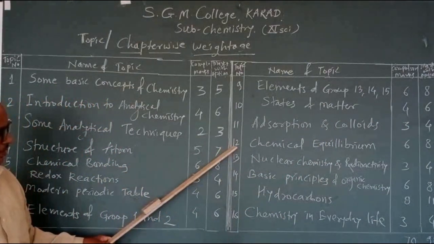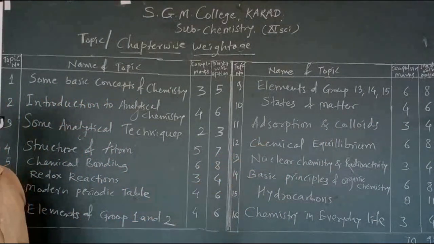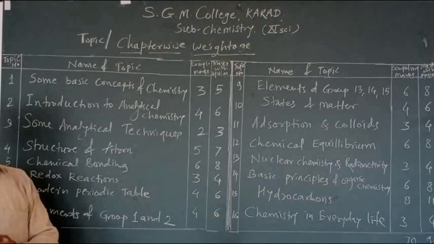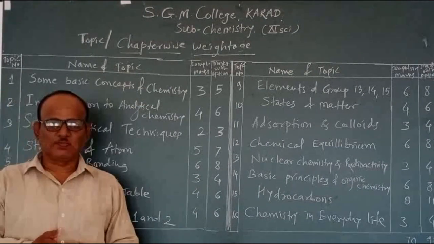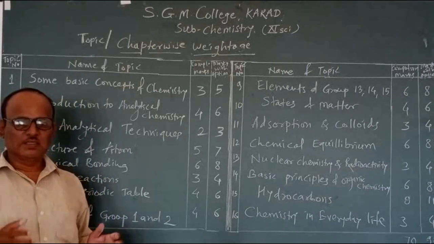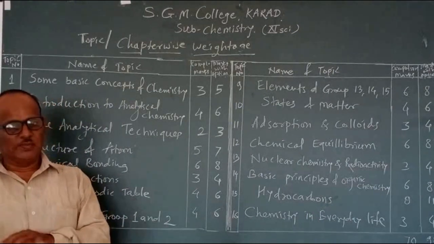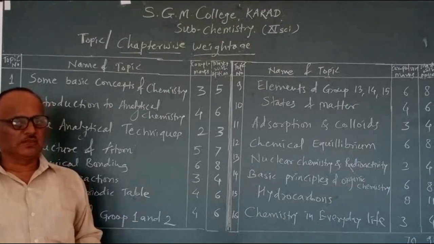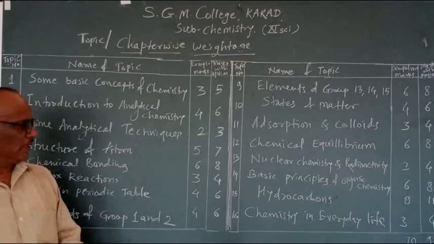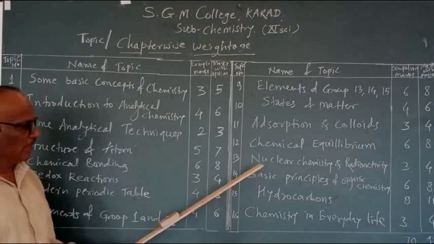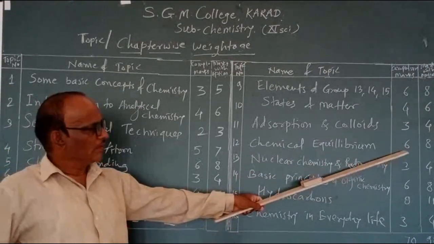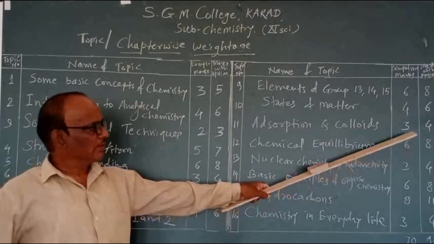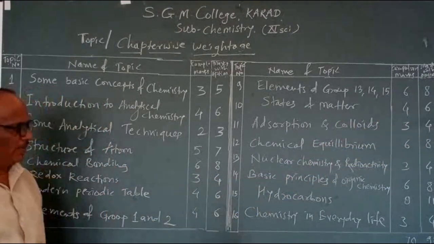Then topic number 12, that is chemical equilibrium. Reactions are included in this topic. In a chemical reaction, the reaction takes place in both directions, that is reactant gives product and again product gives reactant. That reaction is called the reversible reaction. Such types of reversible reactions are included in this topic, chemical equilibrium. It carries compulsory 6 marks and with option 8 marks.